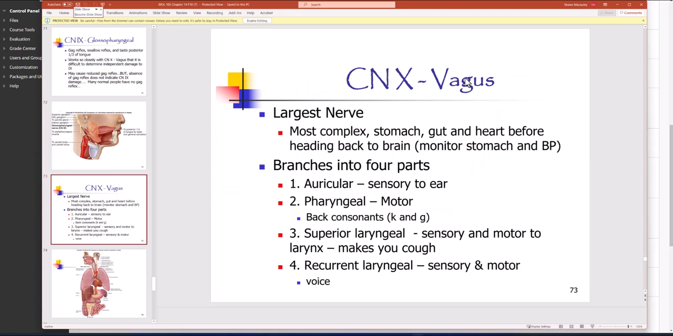Number 10, the vagus nerve. It is the most complex, the longest, coolest nerve, I think, of all the cranial nerves. It travels down to your stomach, down to your gut, down to your heart, lungs, helps to monitor your internal visceral responses. So that is sensory, but it also is motor in that you can cough and you can speak. Your voice box, those are also controlled by the vagus nerve.